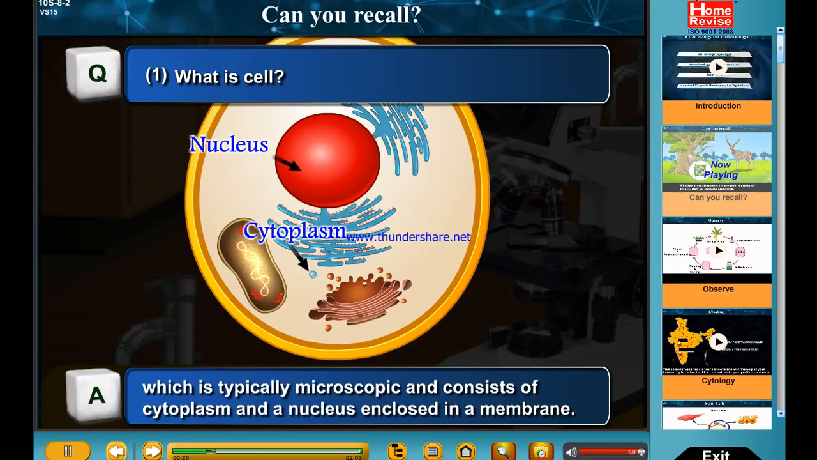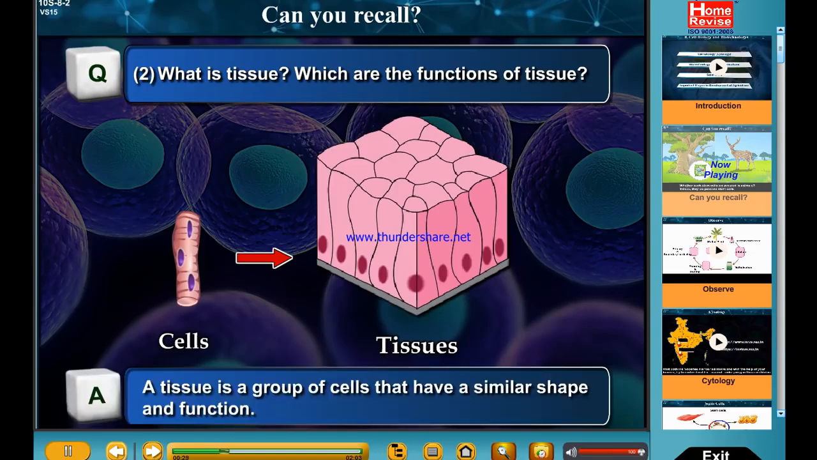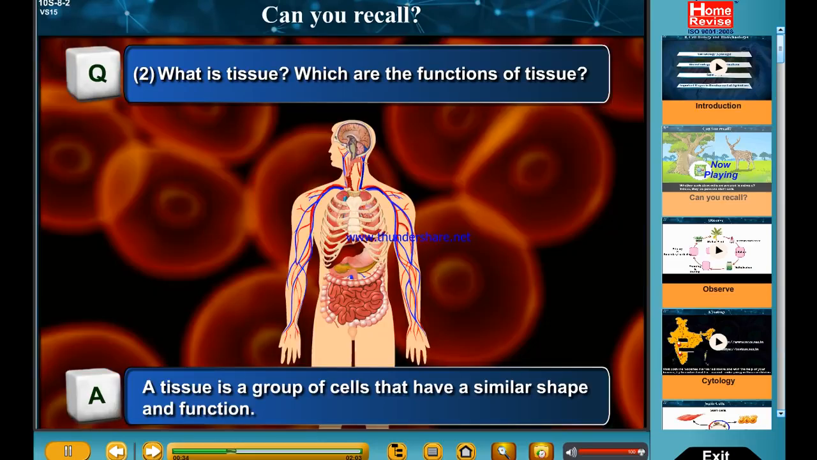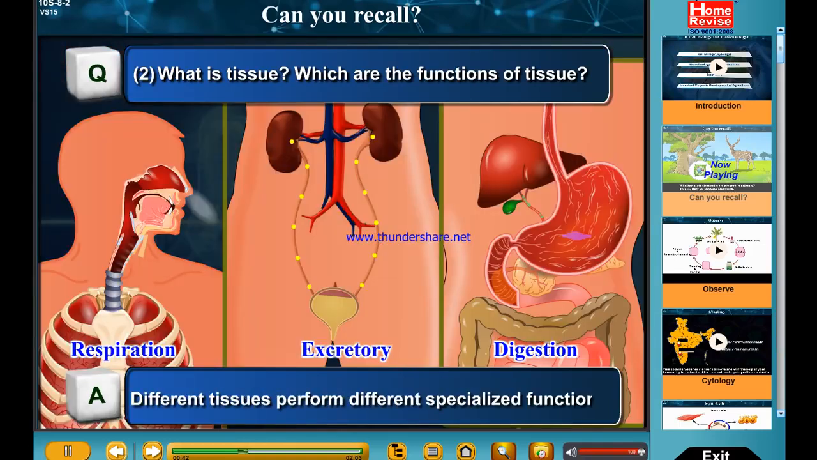2. What is tissue? What are the functions of tissue? Answer. A tissue is a group of cells that have a similar shape and function. Tissue improves efficiency with which the organism functions by division of labor. Different tissues perform different specialized function.